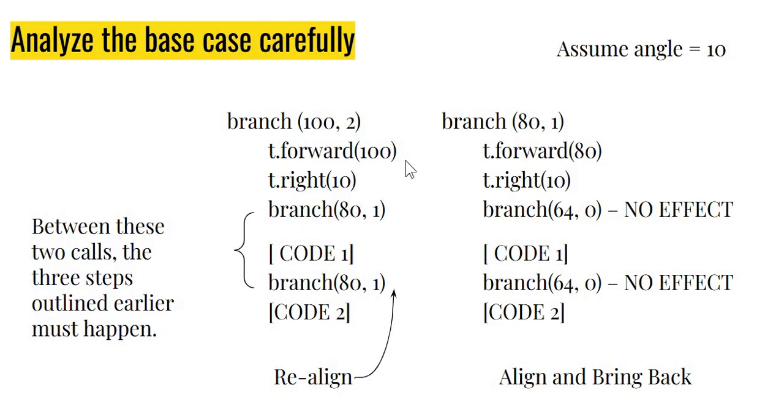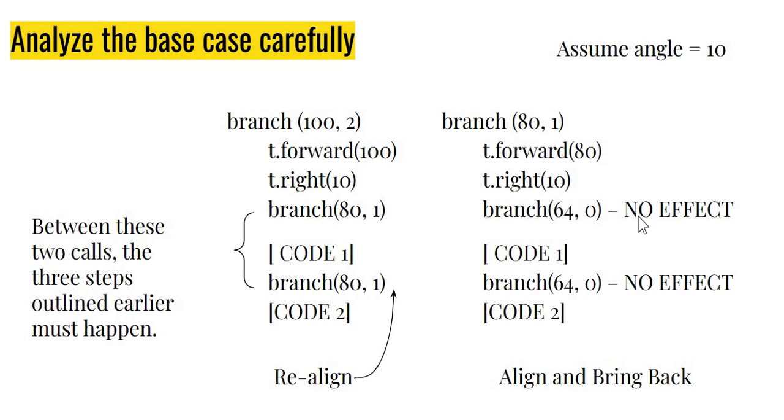Now I get into my branch(80, 1). Remember, this was level 1. So branch(80, 1) means that I draw my base case line. So I move forward 80 steps. I turn right. Remember, as I told you, we are turning right in the direction that would be the next level, but in this case there is no next level because when I call this function branch(64, 0), because again 0.8 times 80, that's 64, level 0. In fact, this code has absolutely no effect.